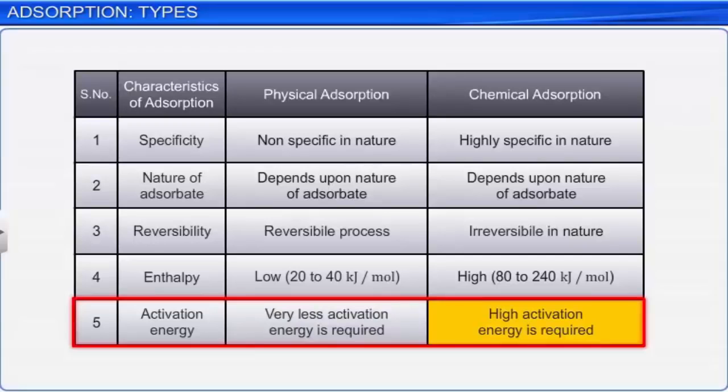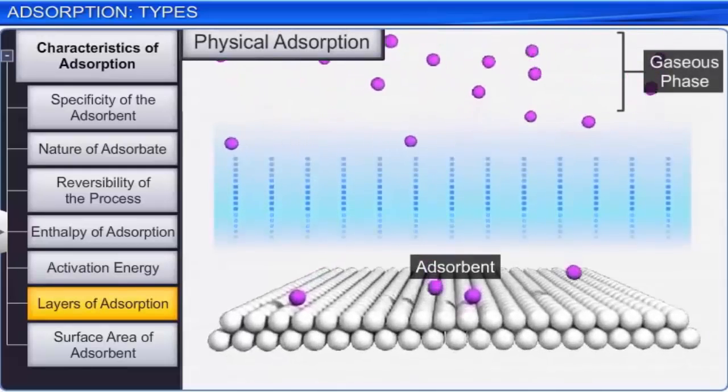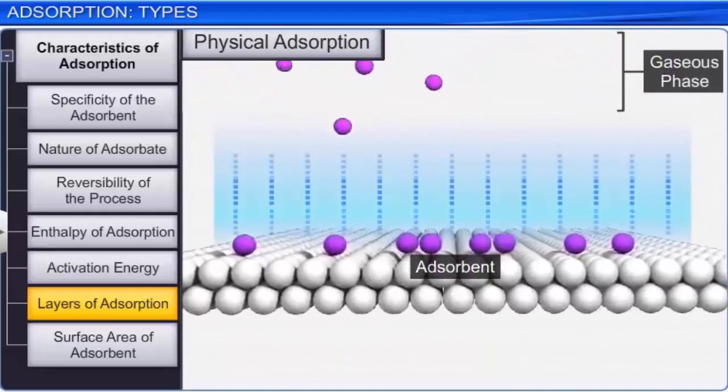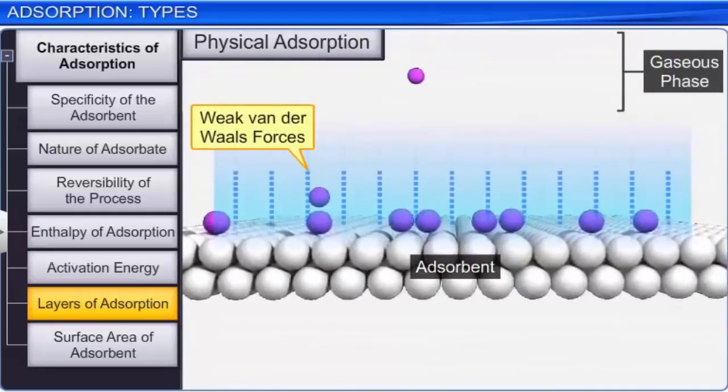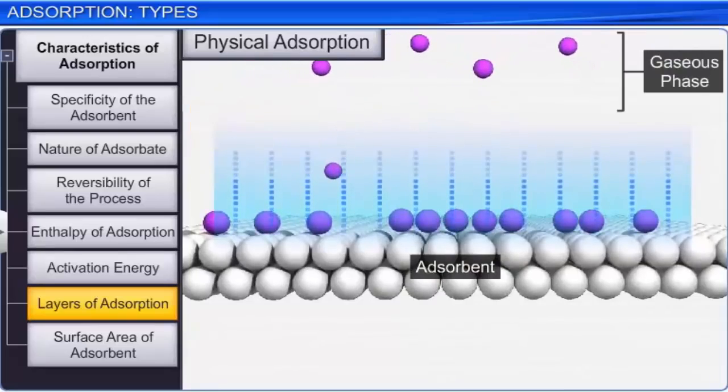Let us look at the type of molecular layers that are formed during physical and chemical adsorption. Layers of gas molecules are adsorbed one over another by van der Waals forces in physical adsorption. That is why multimolecular layers are formed under high pressure in physical adsorption.